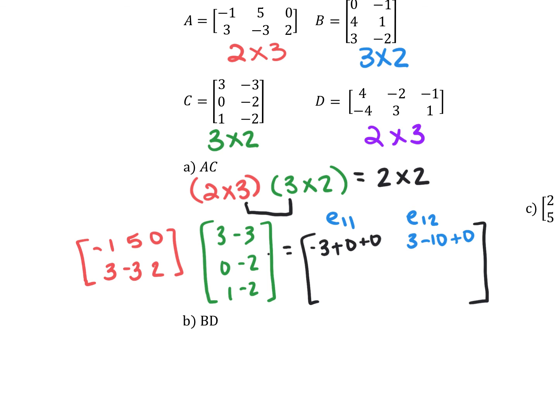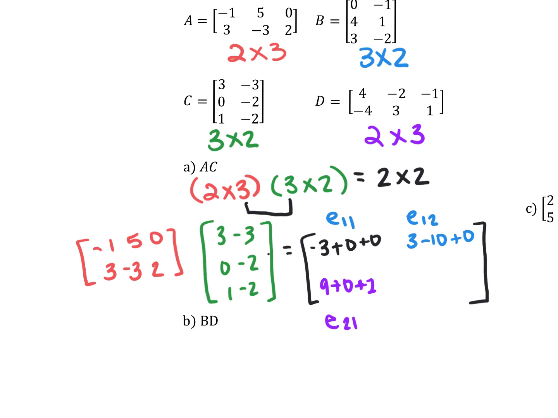Next I'm going to focus on E21. What does that say to multiply now? That says multiply the second row by the first column. Second row, first column. What's 3 times 3? 9. What's negative 3 times 0? 0. And then what's 2 times 1? 2.